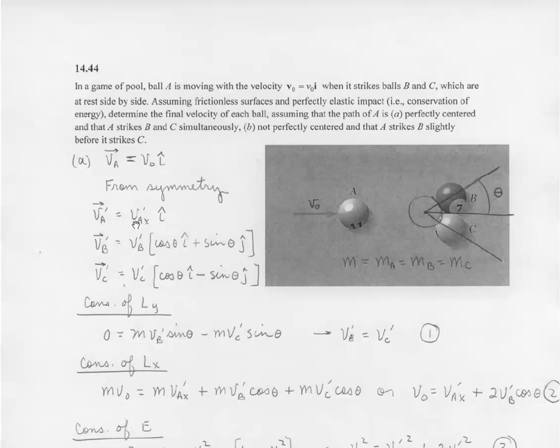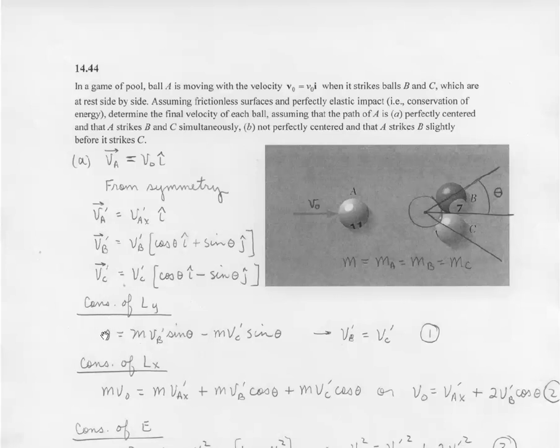Final velocity is going to be VAX prime in the i unit vector. And VB prime is going to be VB prime in its unit vector in this direction, which is cosine theta i plus sine theta j, and VC prime would be VC prime times cosine theta i minus sine theta j. So this is the vector equation that we have for the three velocities after impact, which is what the prime is indicating. So let's look at conservation of momentum in the Y.